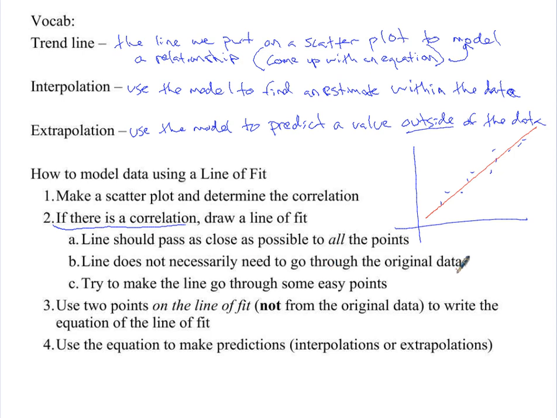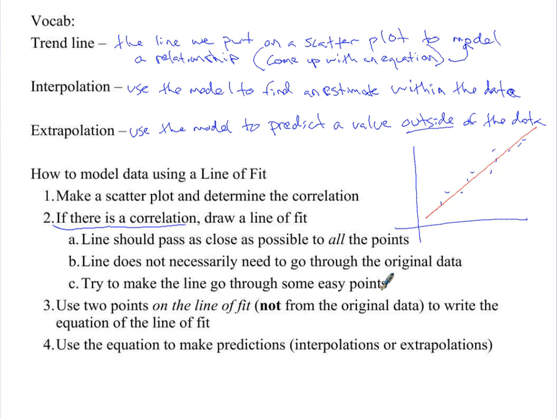Does my line go through the original data in any way? Sort of, maybe. I mean, like right here, maybe that line is crossing that dot, and maybe up here the line is crossing that dot, but that's a coincidence. I didn't intentionally make the line cross through any of my data, okay? So that's what that second one is there. Does not necessarily need to go through the original data.